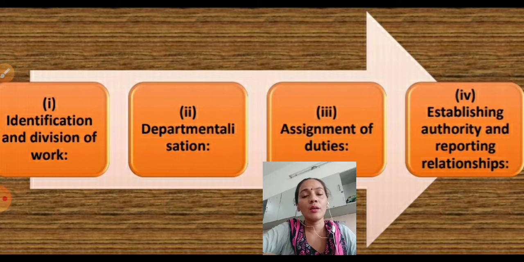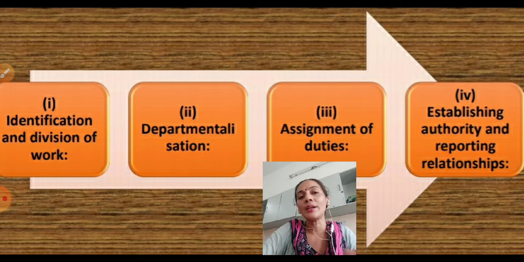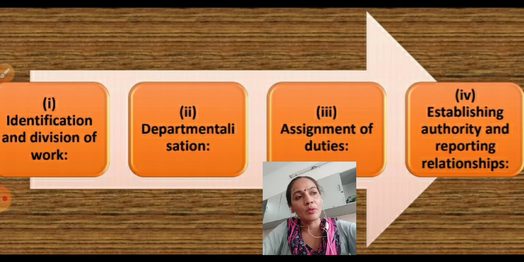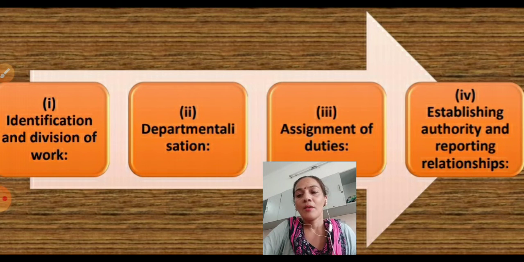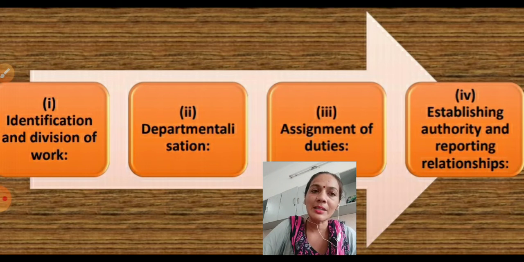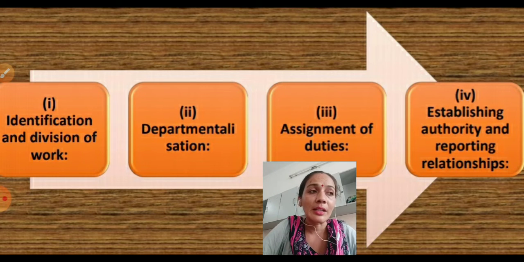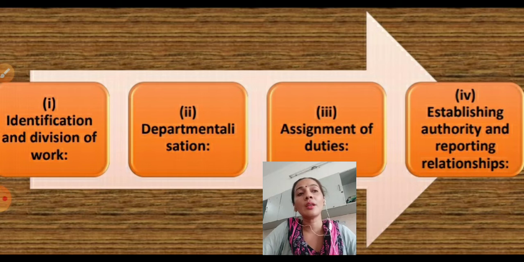Same here, according to function as well as product and territory, we have to divide the work. For example, functions like purchasing department, we have to give the purchase task to the purchasing department. Functions like marketing, like finance, so according to their function we have to divide the work among the departments. Second, according to the product, like electronic appliances, clothes, cosmetics, toys. So according to the product basis we have to divide among the departments.